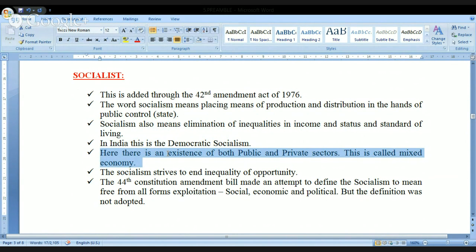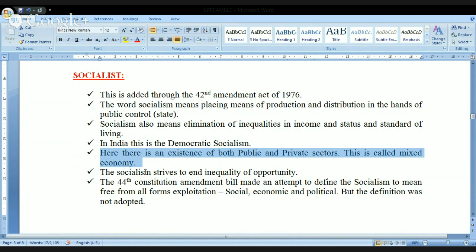In any country, if both the public sector and private sectors are engaged in its economy, that economy is called a mixed economy. You might have come across this word so many times. The Indian economy is a mixed economy, meaning there is permission for the existence of both the government sector and also the private sectors.